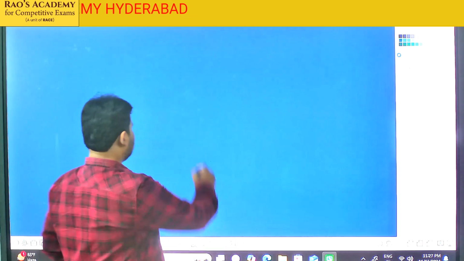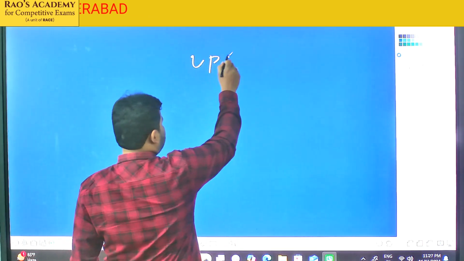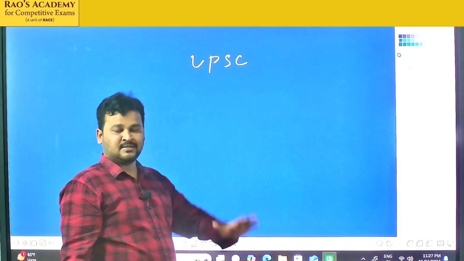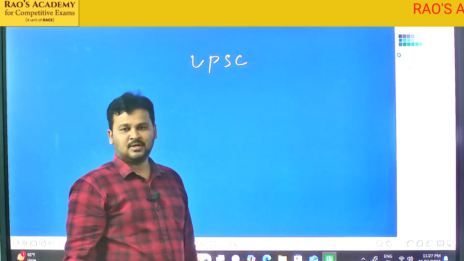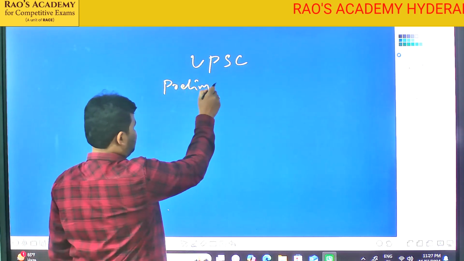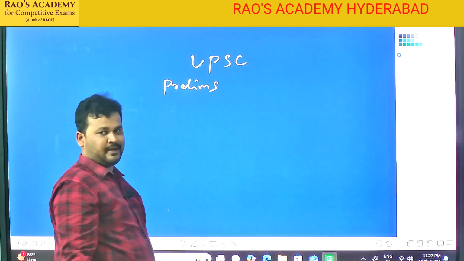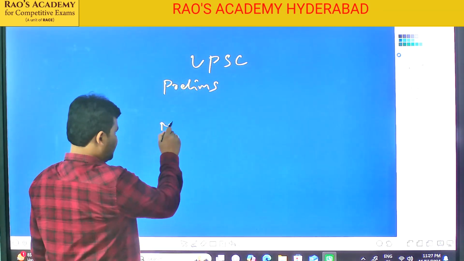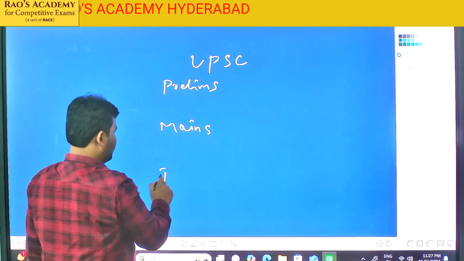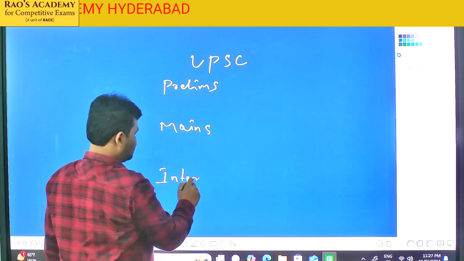So, we know that according to the syllabus of the Union Public Service Commission, there are three stages for the selection. One is the prelims examination, which is the initial stage and is qualifying in nature. The second stage is the mains examination, and the third stage is the interview stage.